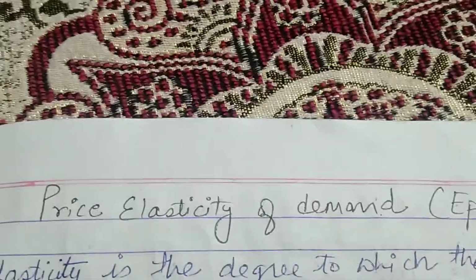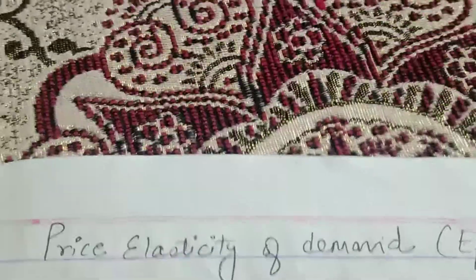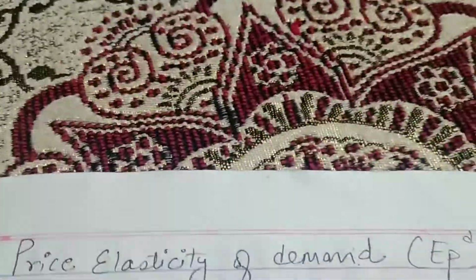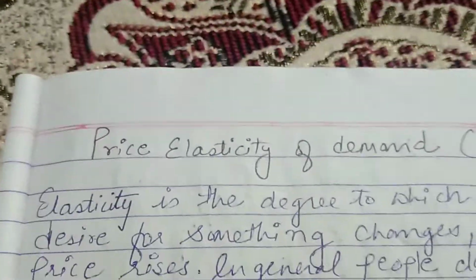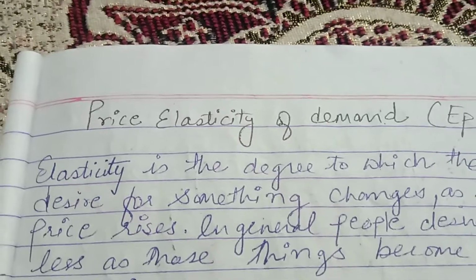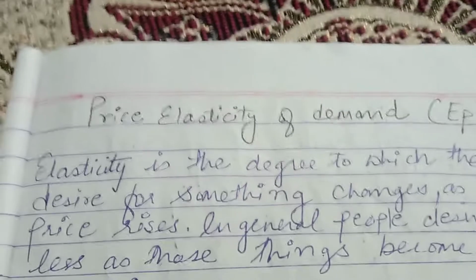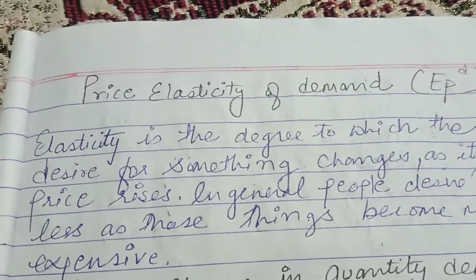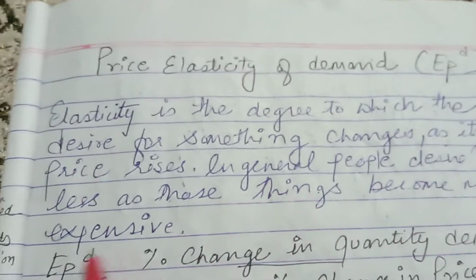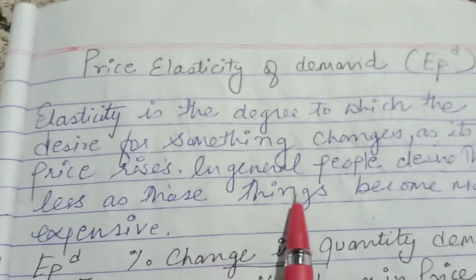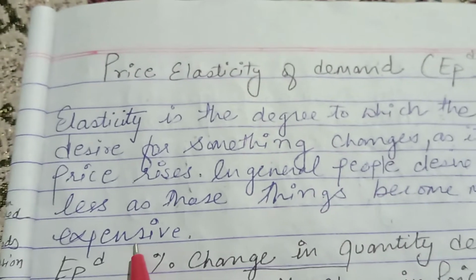Students, today our new topic is price elasticity of demand, also known as EPD. Elasticity is the degree to which the desire for something changes as its price rises. In general, people desire things less as those things become more expensive.